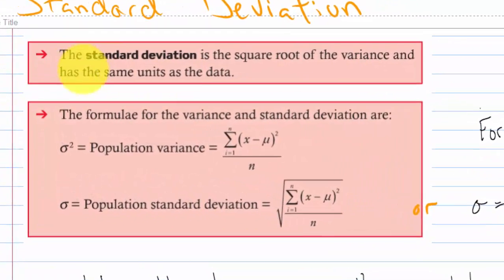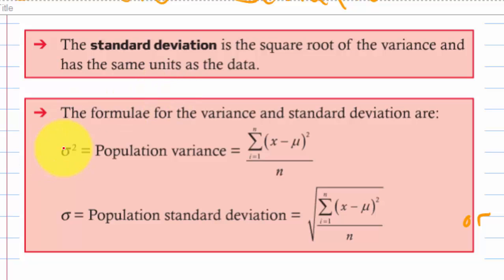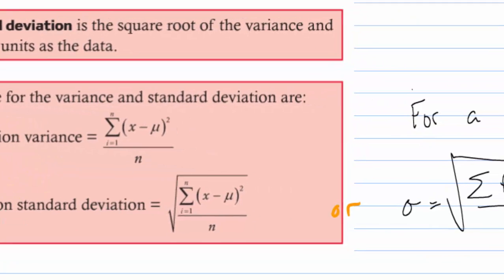So standard deviation is the square root of this thing called the variance. Sigma squared is what we call variance. You very rarely use variance. Most of the time we talk about standard deviation.